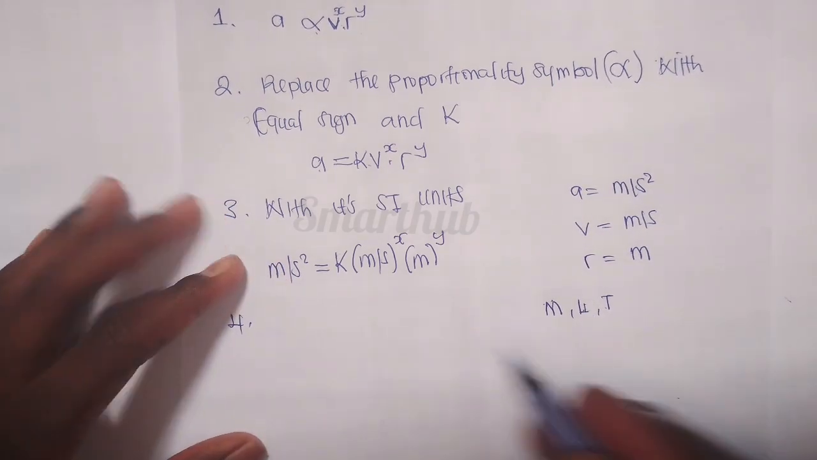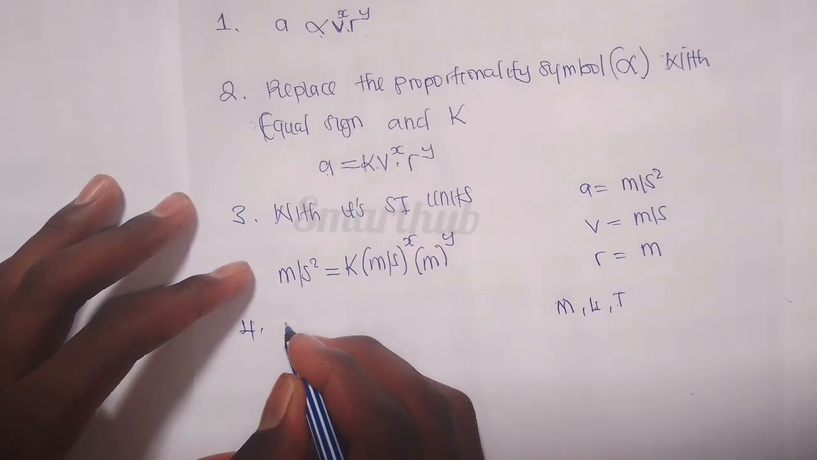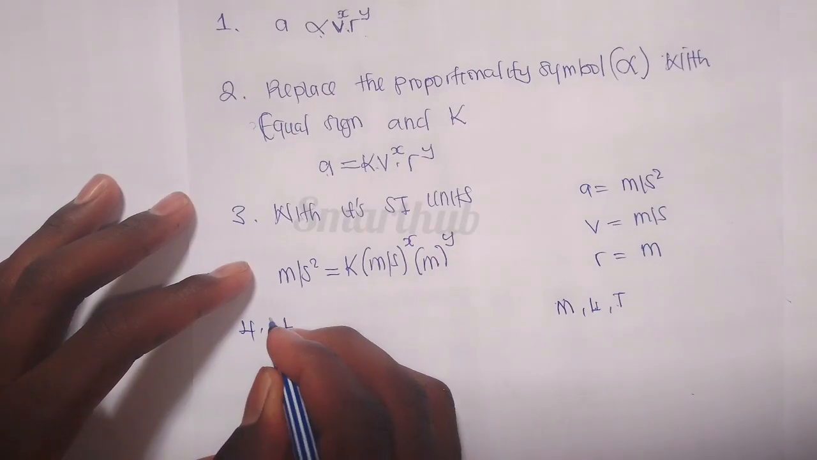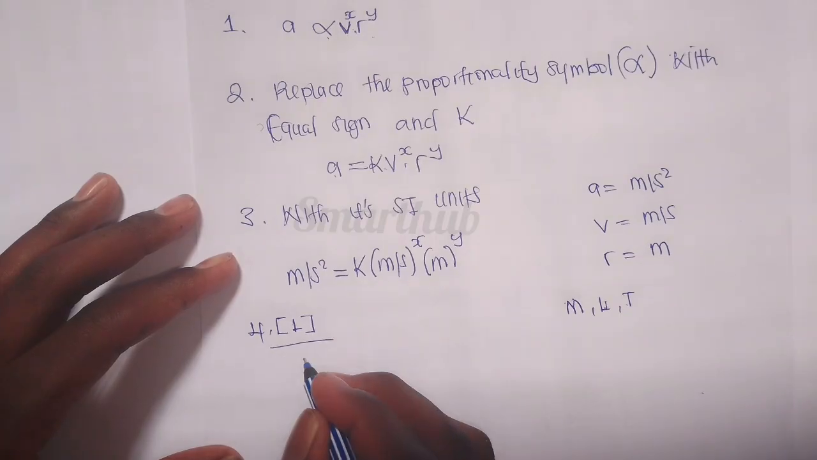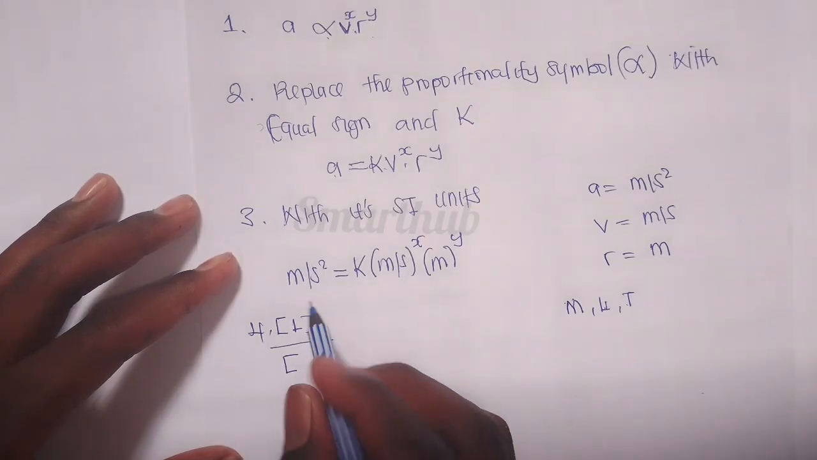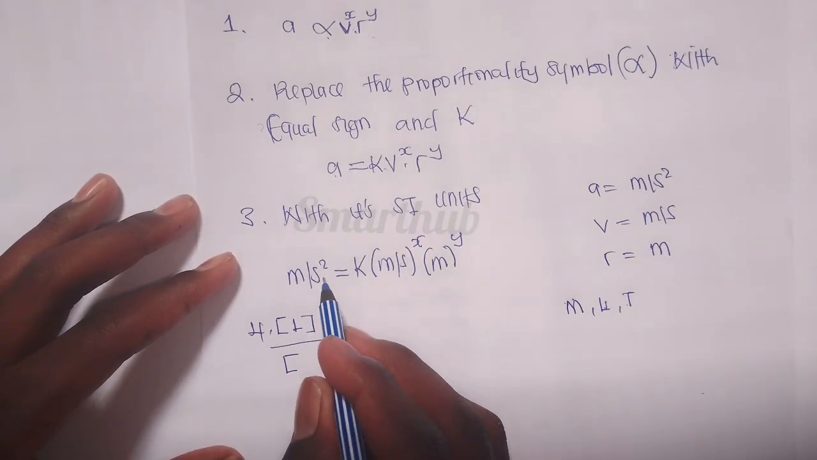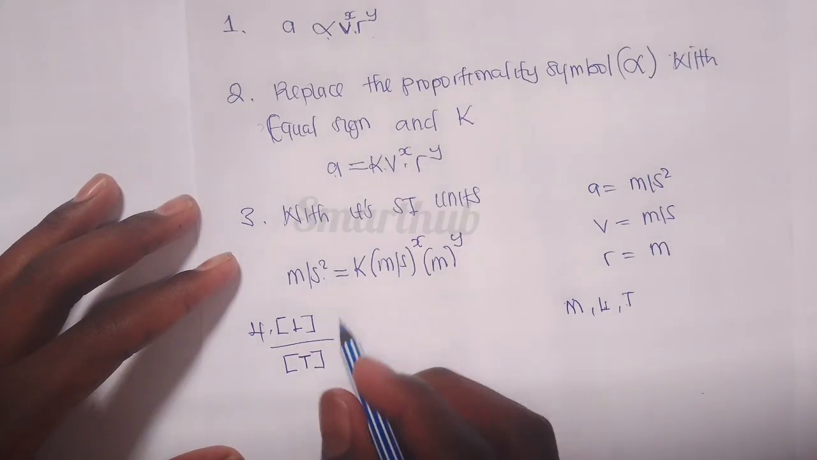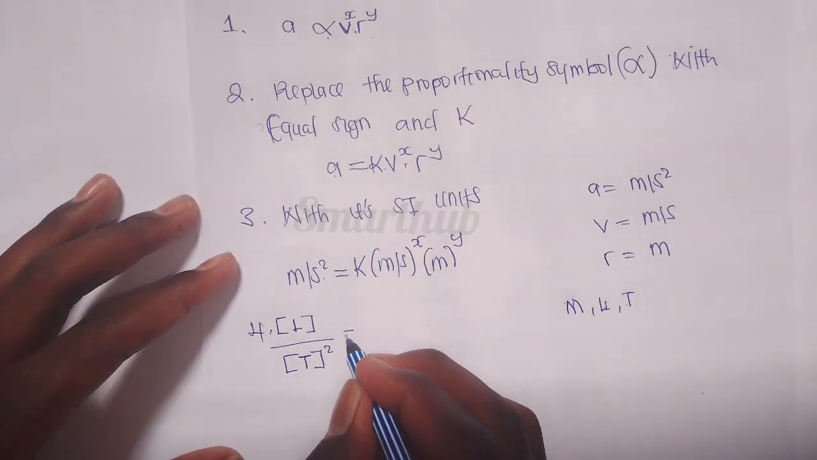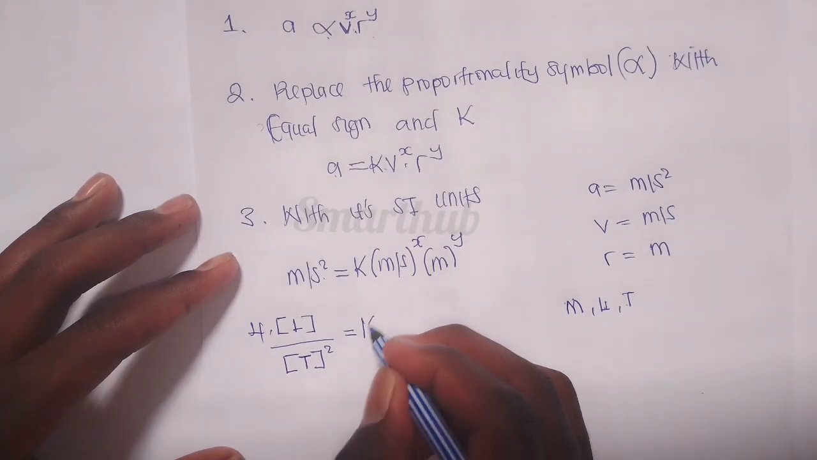So we're going to say length over, these are seconds, we're talking about time. So you replace with t. Don't forget the power 2 is equal to constant.